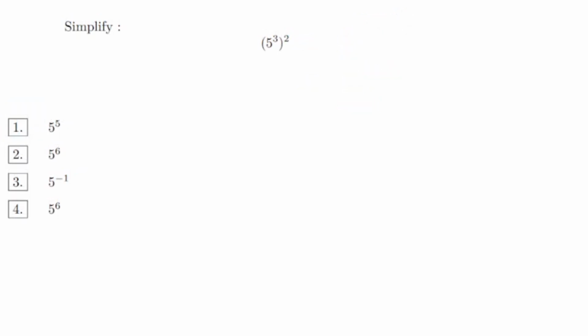So simplify 5 raised to the power 3, all raised to the power 2. Well, there are two ways to think about this. The easiest way is to just say you multiply the exponents. So you have 5 raised to the power 3 times 2, which is equal to 5 raised to the power 6. And this is the correct answer.